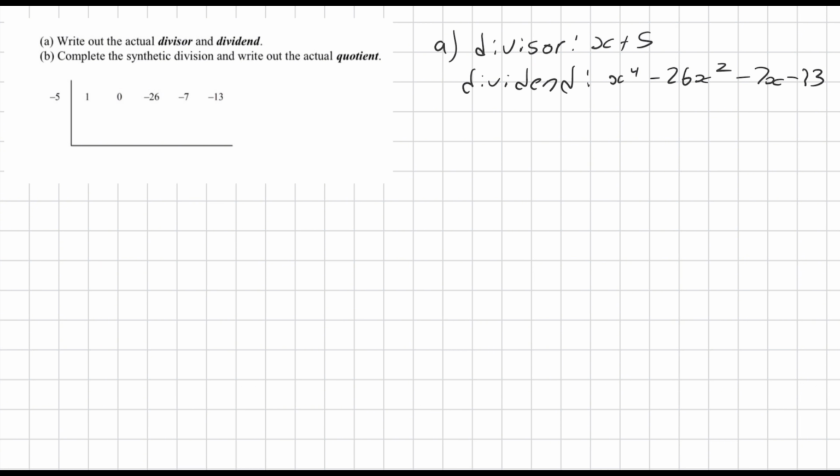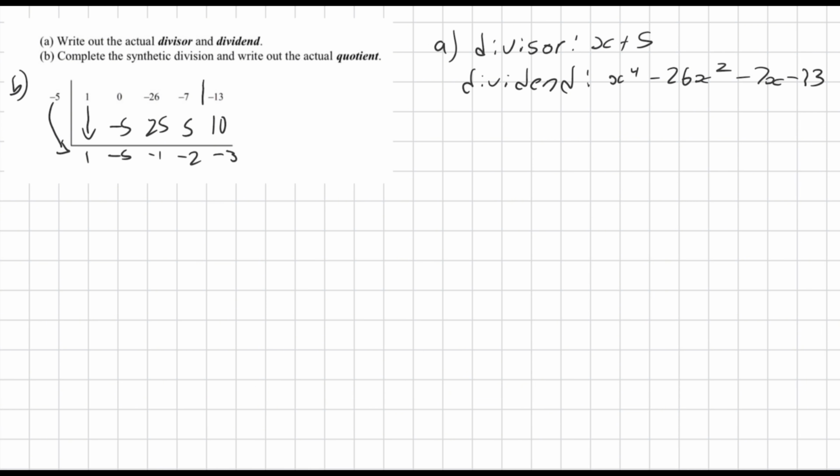So now we're going to go ahead and do B. For synthetic division, we start by taking this first number down, and then we just multiply this by whatever is down here. So negative 5 times 1 is negative 5. Negative 5 plus 0 is negative 5. Negative 5 times negative 5 is 25. 25 plus negative 26 is negative 1. Negative 1 times negative 5 is 5. 5 plus negative 7 is negative 2. Negative 2 times negative 5 is 10. And then 10 plus negative 13 is negative 3.